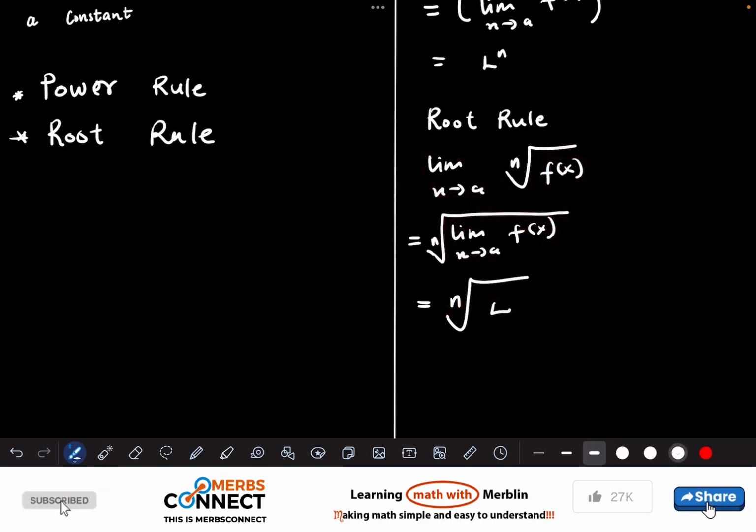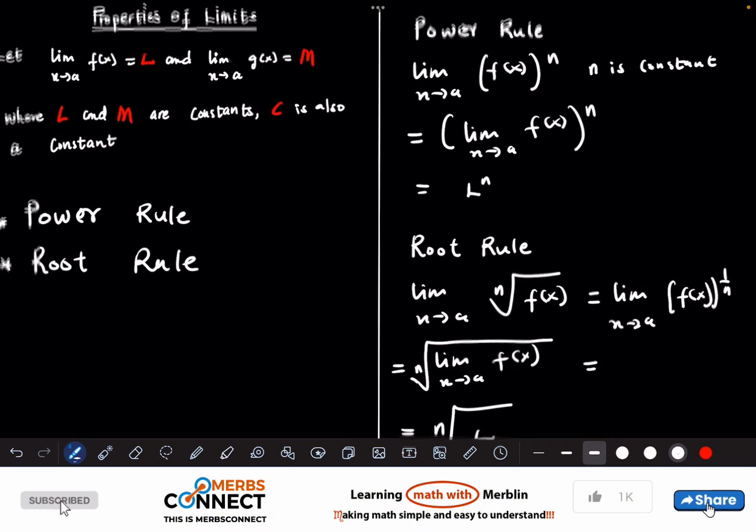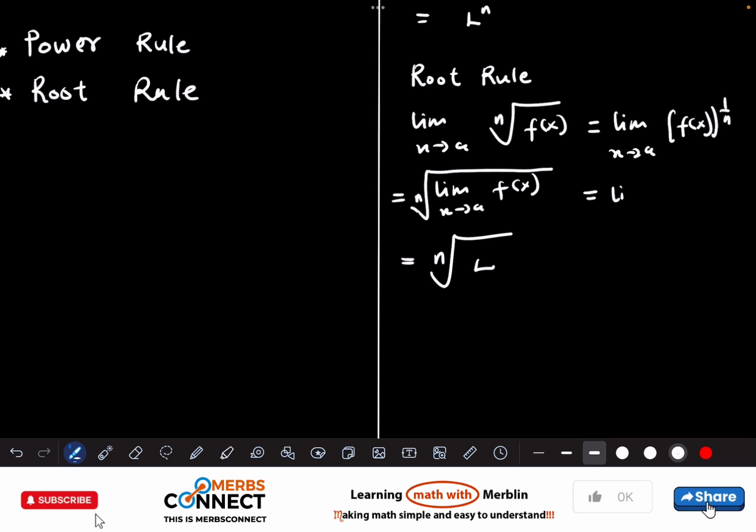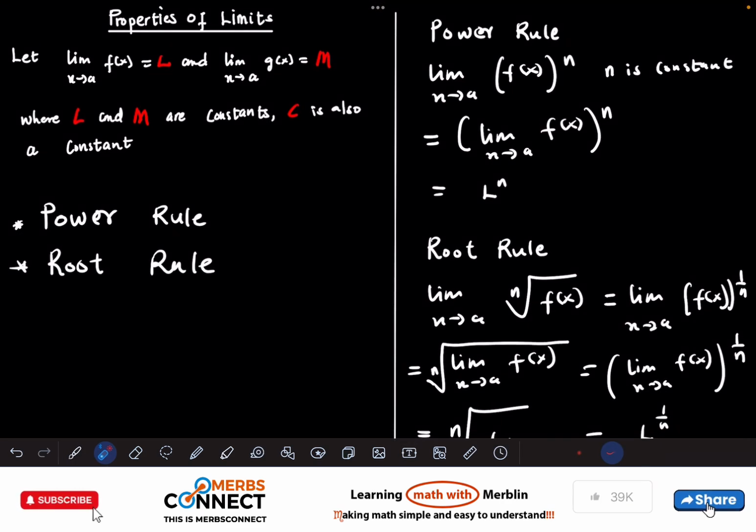And why did I say we can convert it to the power rule? This can be written as the limit as x is approaching a of f of x to the power 1 over n. So we can write it that way. And if we use the idea of the power rule that we just learned, then we can write this as the limit as x is approaching a of f of x, all to the power 1 over n, and this can be written as L to the power 1 over n, and this is the same as that. So that is the power rule and then the root rule. They are very simple, very simple.